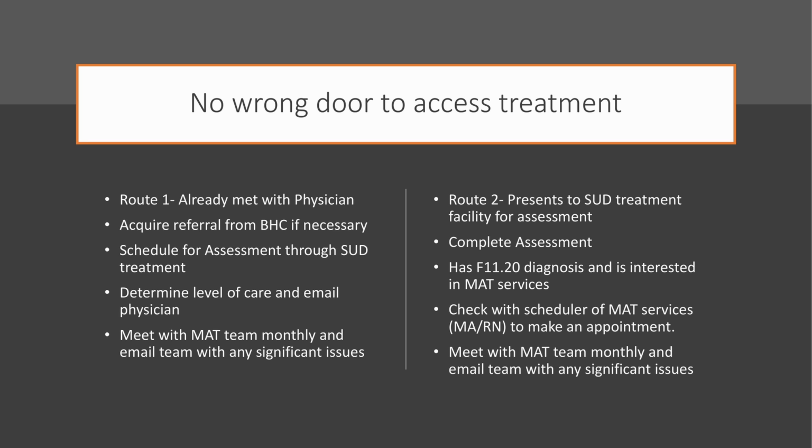Route two, they present to us, the treatment provider in our facility. They complete our assessment. We are aware that they have an opiate use disorder. Some people don't know about medication-assisted treatment. We talk to them about that, see if that's something they want to do. If they do, then we're able to contact the MA or the RN to schedule those appointments, and then they'll meet with the MAT provider, hopefully within a week or two, and then email the team with any issues, do their assessment, and they'll be on the staffing roster for the monthly staff meetings.